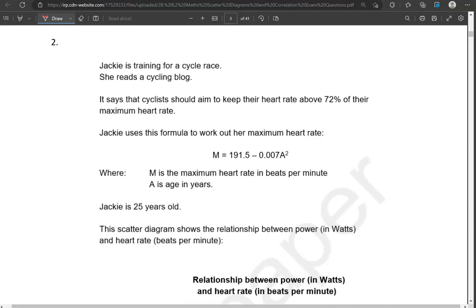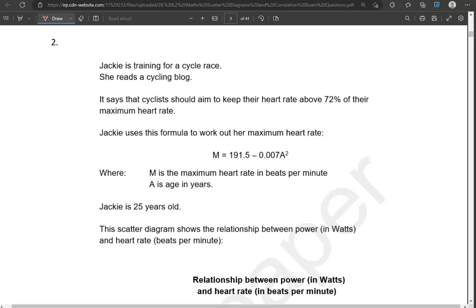Jackie is training for a cycle race. She reads a cycling blog. It says that cyclists should aim to keep their heart rate above 72% of their maximum heart rate. Jackie uses this formula to work out her maximum heart rate. M is equal to 191.5 minus 0.007 times A squared, where M is the maximum heart rate in beats per minute, A is the age in years. Jackie is 25 years old.